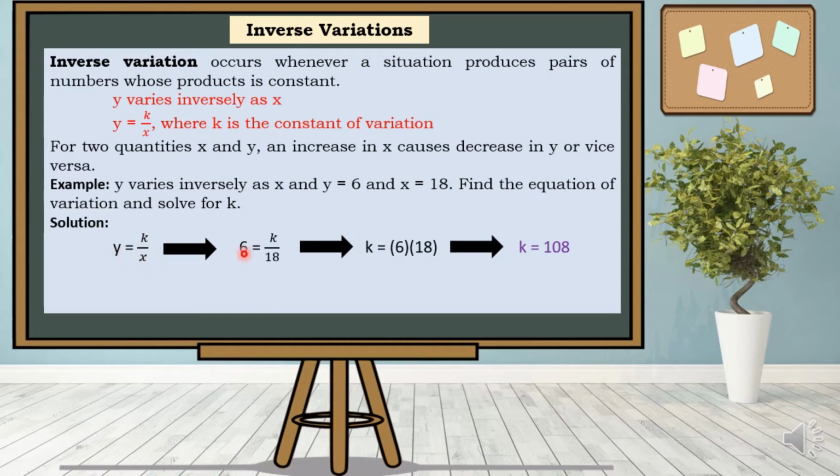y and x. We have 6 is equal to k over 18, and k now is equal to 6 times 18, which is equal to 108. So our constant of variation k is equal to 108. Therefore, the required equation is y is equal to 108 over x.